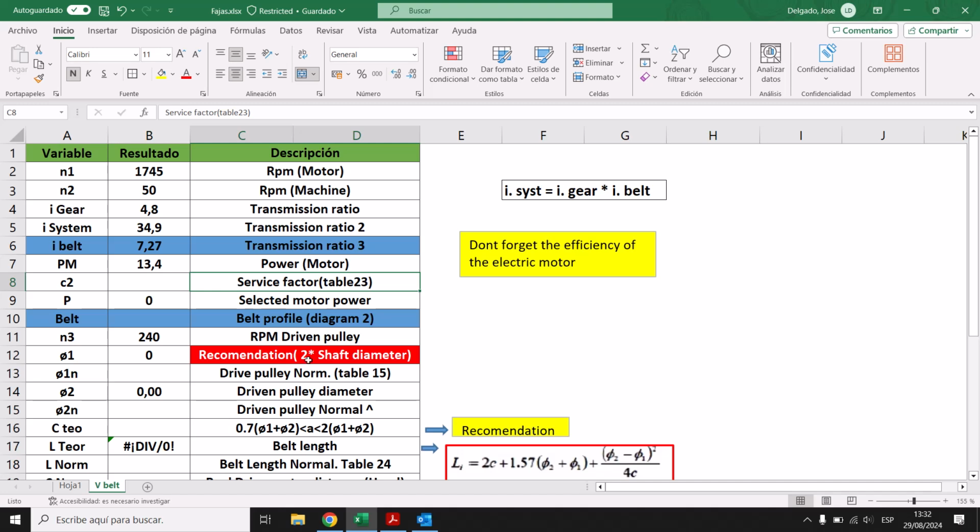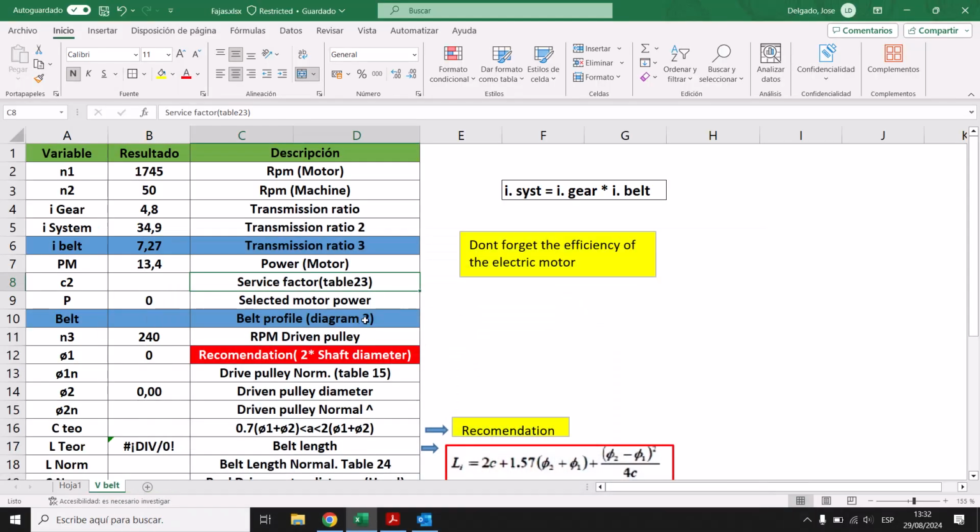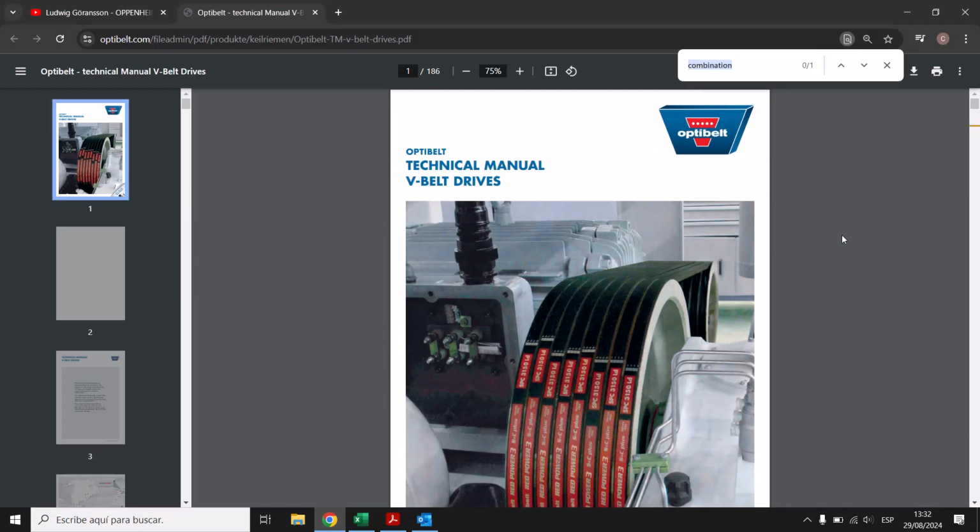Something that you should know is that we are going to show you how to use this belt information to select your best option of belt, in this case for B belt. Okay, so we have the service factors, table 23. So let's search for it. As you can see, this is on the internet, so you can just download it.